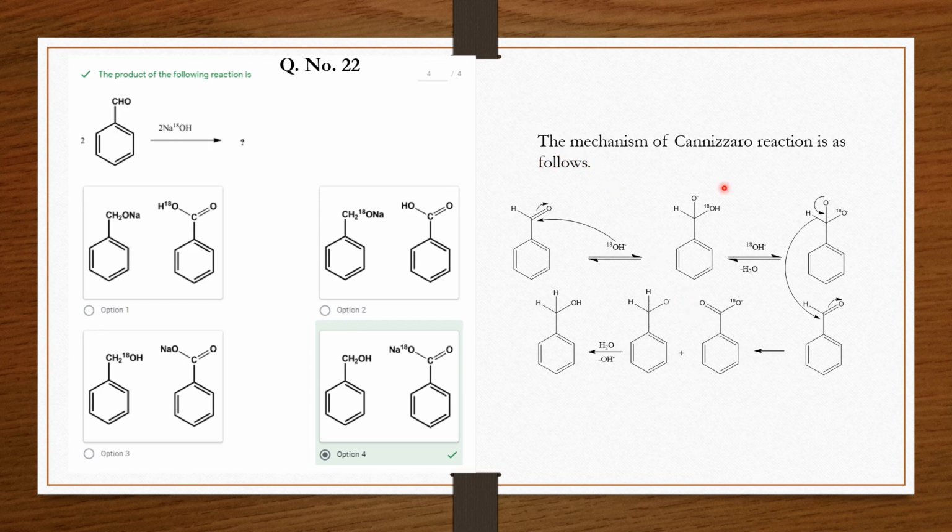If you look at the mechanism of the Cannizzaro reaction, we can clearly understand the oxygen remains with the benzoate ion. And since benzoic acid is more acidic than benzyl alcohol, it forms sodium benzoate rather than this one. So the correct answer for this question is option 4.